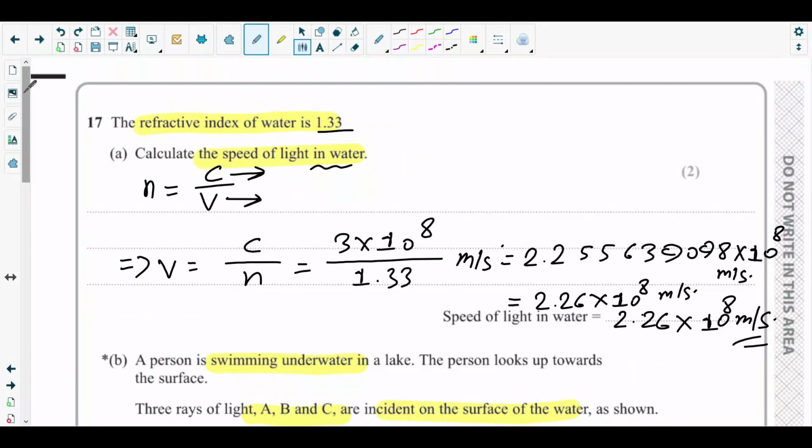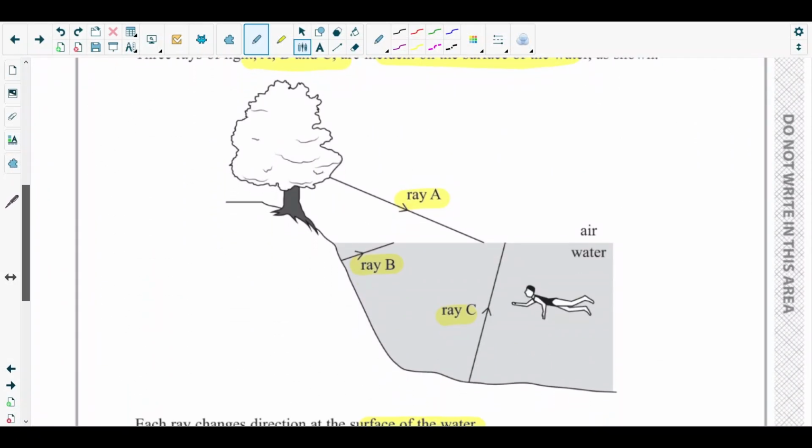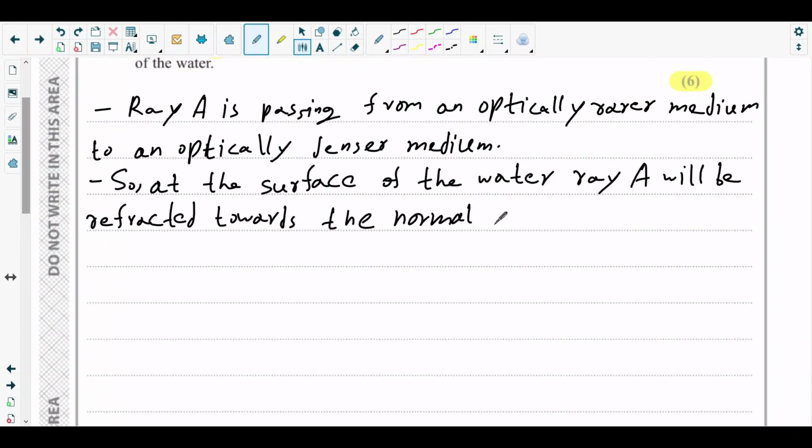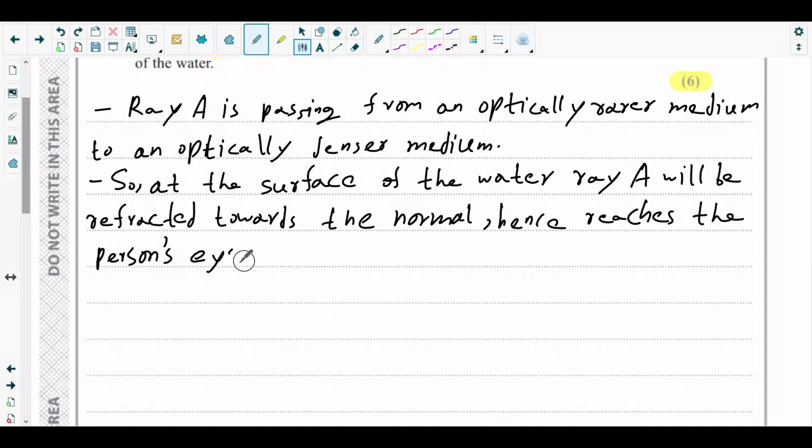We could see that ray A was going away; if it would follow a straight path without any refraction, it was not able to reach the person's eyes. But as it is refracted towards the normal, therefore it reaches the person's eyes. Hence, it reaches the person's eyes. So we have considered 2 points for ray A.